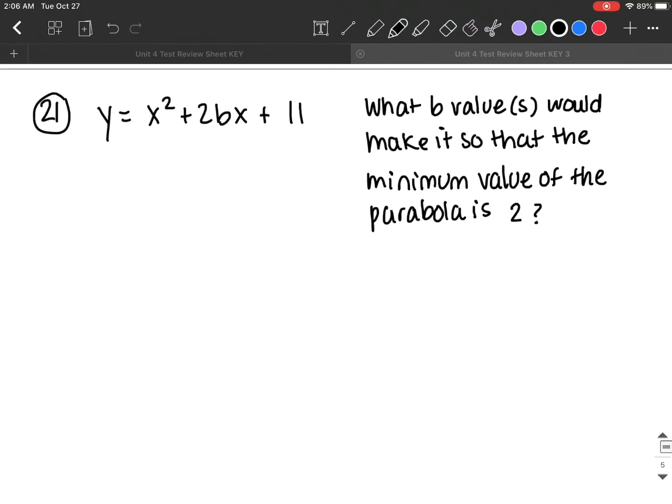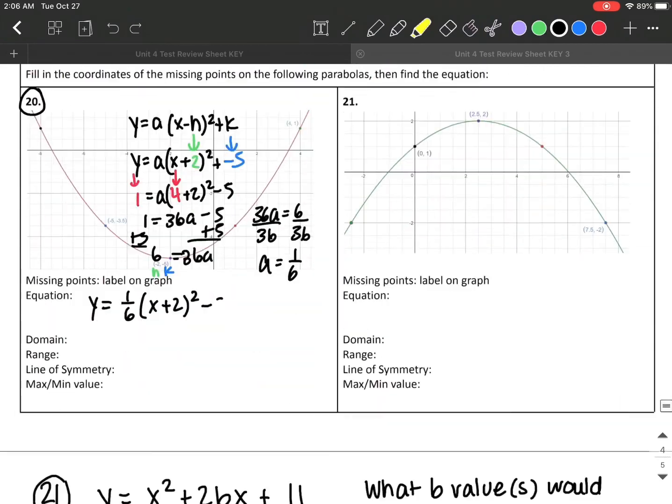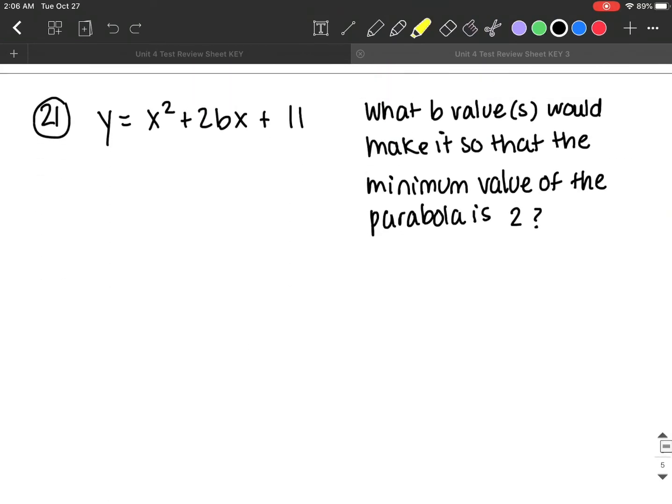The last question, I have x squared plus 2bx plus 11. And I want to know what b values would make it so that the minimum value of the parabola is 2. This is a completing the square problem, because I want to turn this into vertex form so I can see a minimum value of 2 in my equation. First things first, I'm going to separate my x squared and x terms from everything else. So I have y is equal to, in parentheses, x squared plus 2bx, and then I have the 11 on the outside.